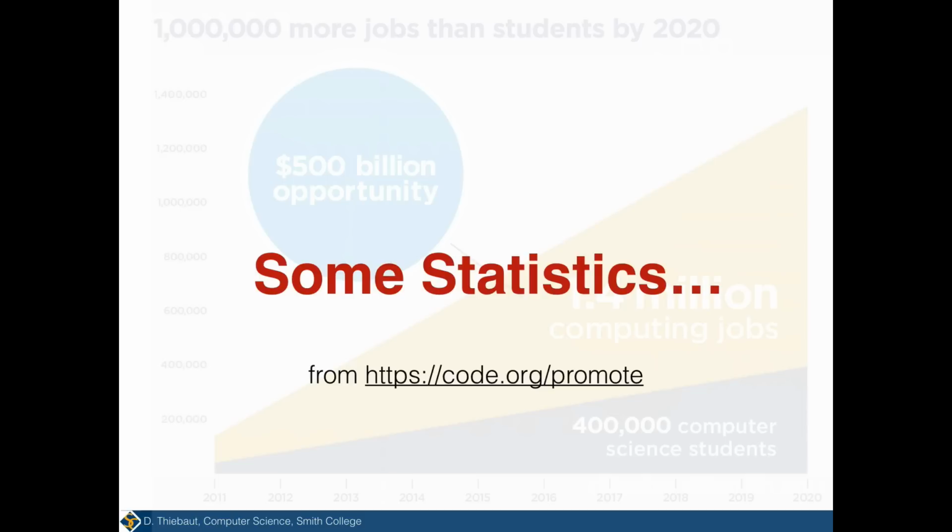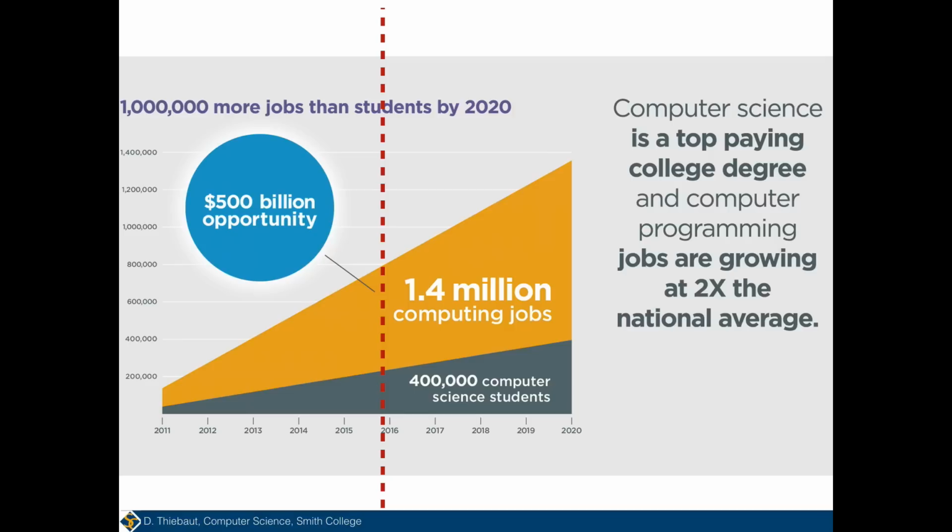Before I do that, I want to show you some statistics, and that's taken from code.org. And this organization has a lot of good information and takes it from pretty reliable places. So the first graph that they have is this one. I've added the red line here to show you where we are. This is the time scale in years, so we're almost at the beginning of 2016.